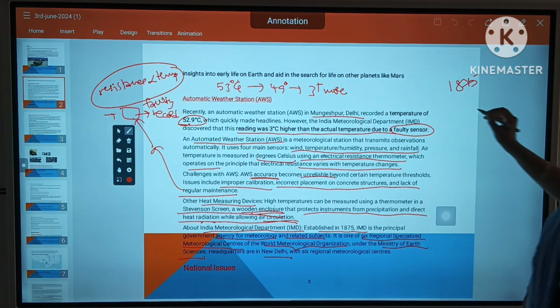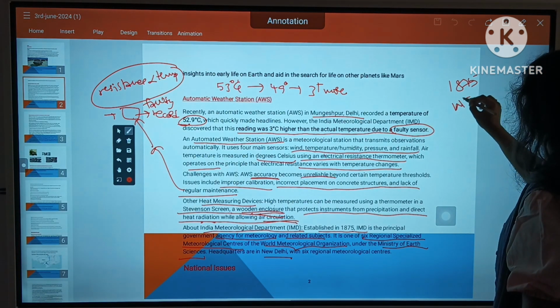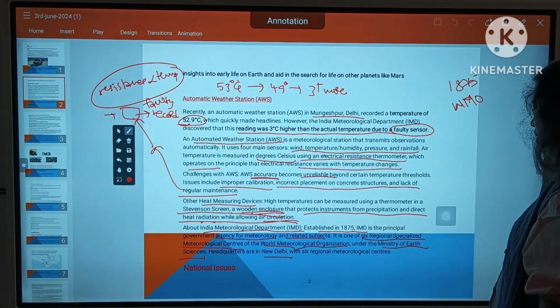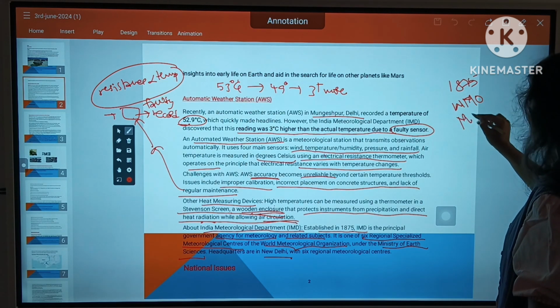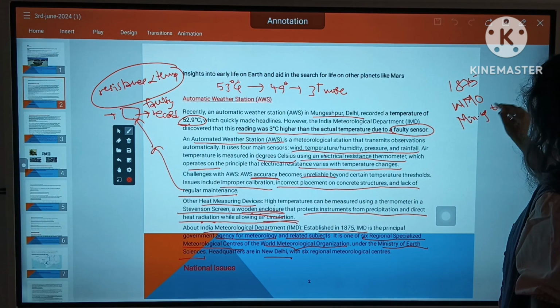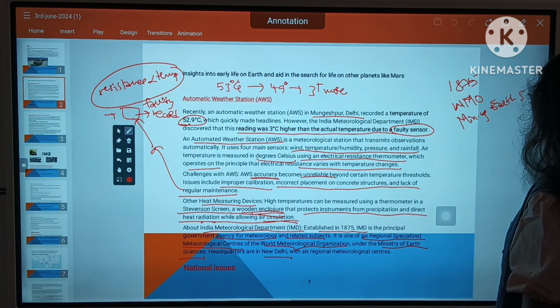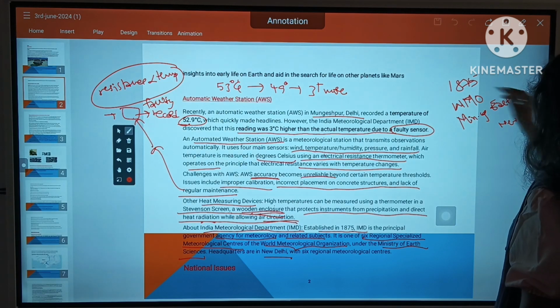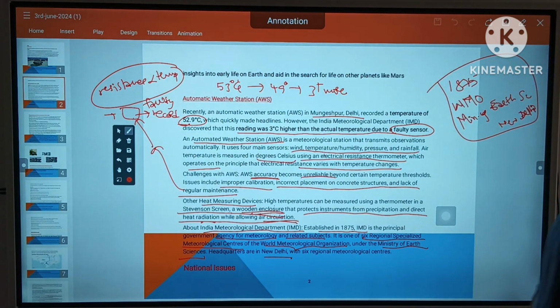Okay, World Meteorological Organization, WMO. It works under WMO. These you have to remember every time. It works under Ministry of Earth Sciences, New Delhi. So this information you have to remember like this only.